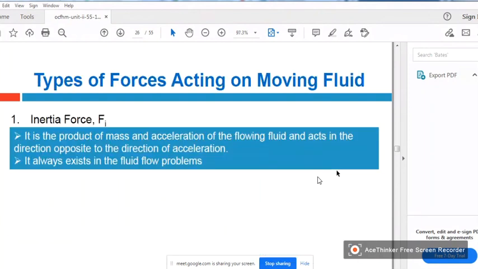The types of forces acting on moving fluid: we have inertia force. What is the inertia force? Mass into acceleration. It is a product of mass and acceleration of the fluid flow and acts in the direction opposite to the direction of the acceleration. That is called inertia force. It always exists in fluid flow problems.